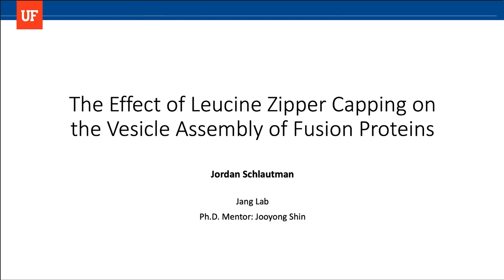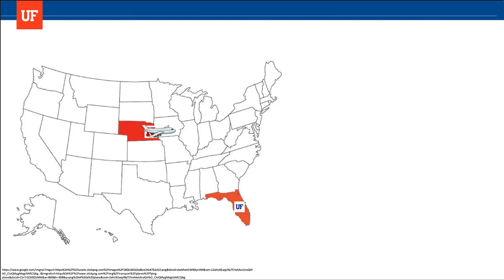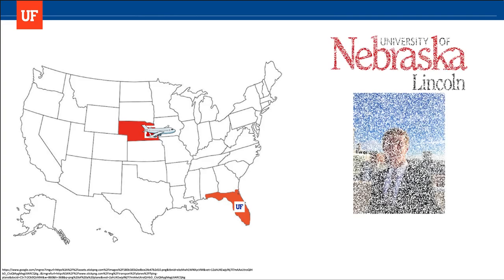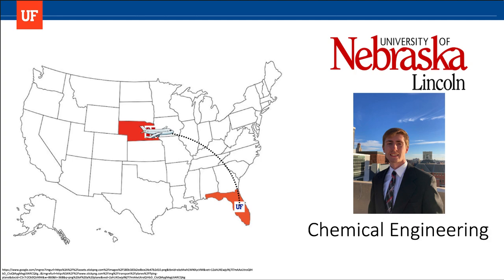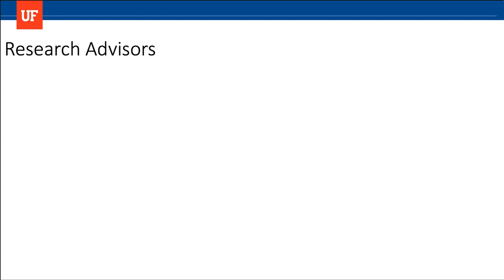Hello, my name is Jordan Schlautman, and this summer I researched the effect of leucine zipper capping on the vesicle assembly of fusion proteins. I was born and raised in Nebraska and am an upcoming senior at the University of Nebraska-Lincoln. There I study chemical engineering. This summer I flew down to the University of Florida to join the Chemical Engineering RU and to do research.